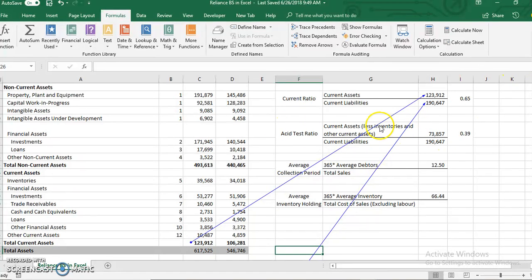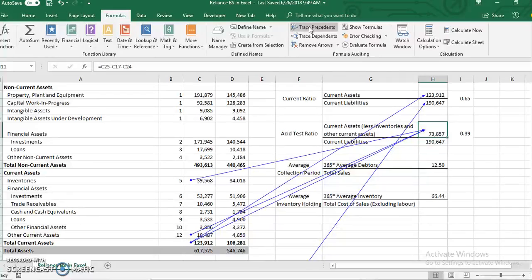Now, the asset test ratio means current assets minus inventory and other current assets which you cannot readily convert into cash. So we take current assets minus the inventory, leaving short-term investments, receivables, cash, small loans, and small financial assets. We saw earlier that other current financial assets may include deposits. In practical terms we should remove those, but for the sake of simplicity, we are not removing them. The current liabilities remain the same.